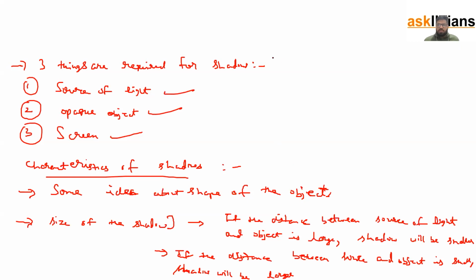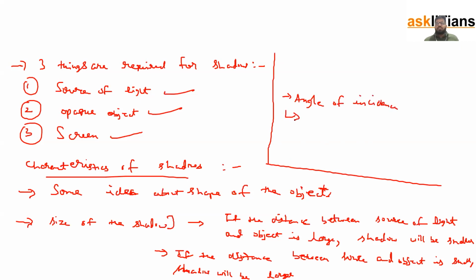What is the third property? The third property is concerned with the angle of incidence. If the angle of incidence of the source of light with the object is small, and there can be a case when the angle of incidence is large. So whenever the angle of incidence is small, the size of the shadow will be larger. And when the angle of incidence is large, the size of the shadow will be small.